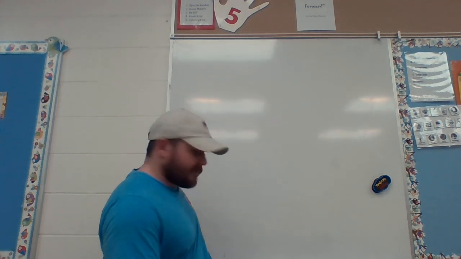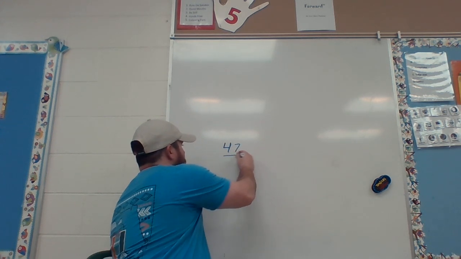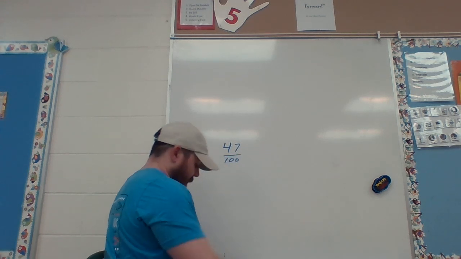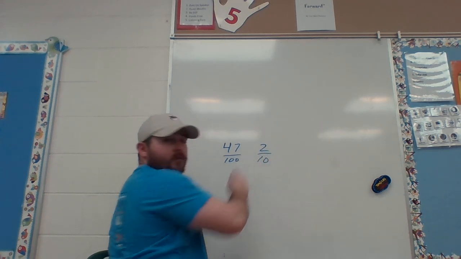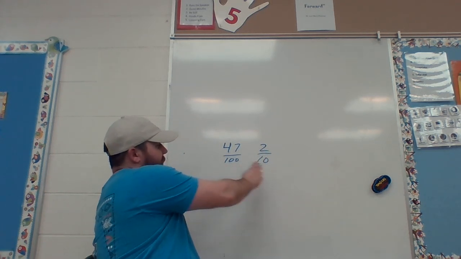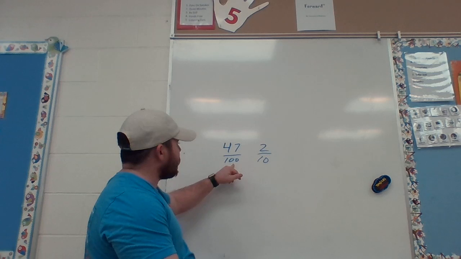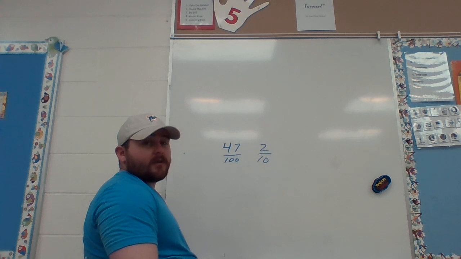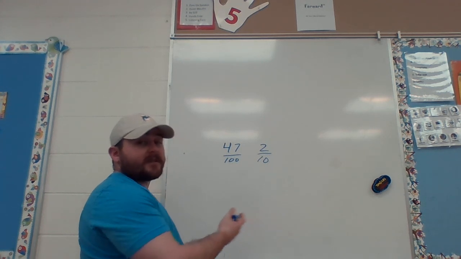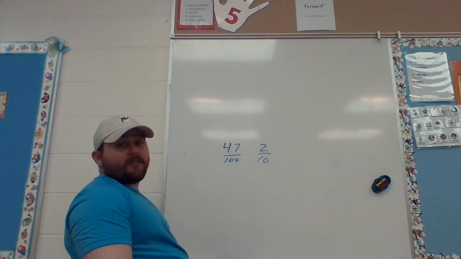But we have to look at the numbers. So 47 hundredths and 2/10. Now I need to get my denominators to be equal. Instead of trying to change the 100 to a 10, it's much easier if we change this 10 to 100. I'll let you figure out that math. How many times can 10 go into 100? And just remember, whatever I do to this bottom number, I have to do the same to my top number.